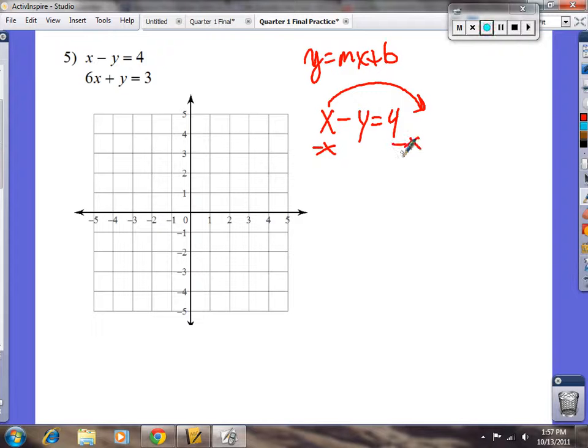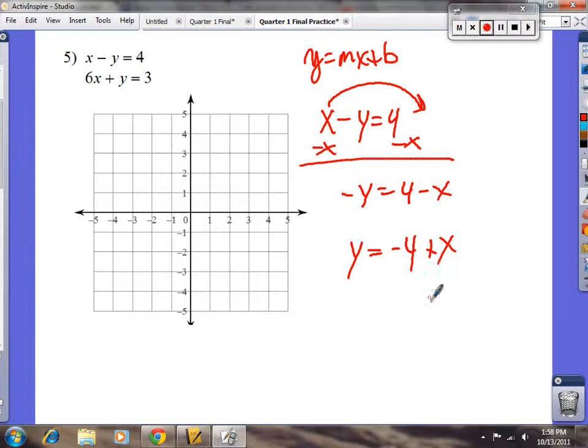Minus the x. Now you have a minus y equals 4 minus x. Now I gotta change all the signs, because I can never have a negative y. So I gotta have a positive y. So I'm gonna change that to a negative 4, and I'm gonna change that to a plus x.